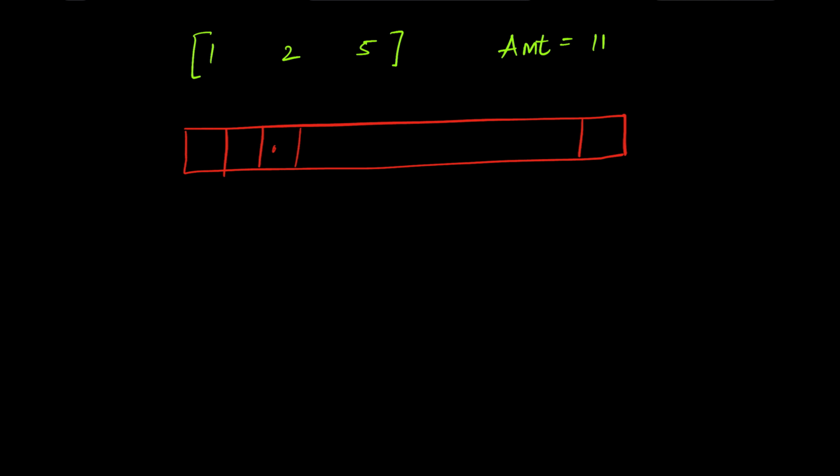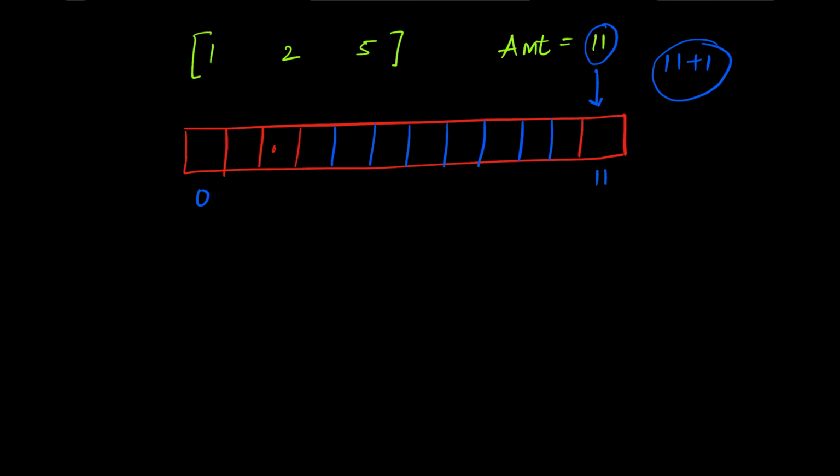As the amount in this example is 11, we'll use a dynamic programming array of size 11 plus 1, that is 12. If we keep the size as 11, then the last index will be 10, so we won't be able to calculate the value for 11, which is what we are looking for. It will make more sense as we proceed with this approach.